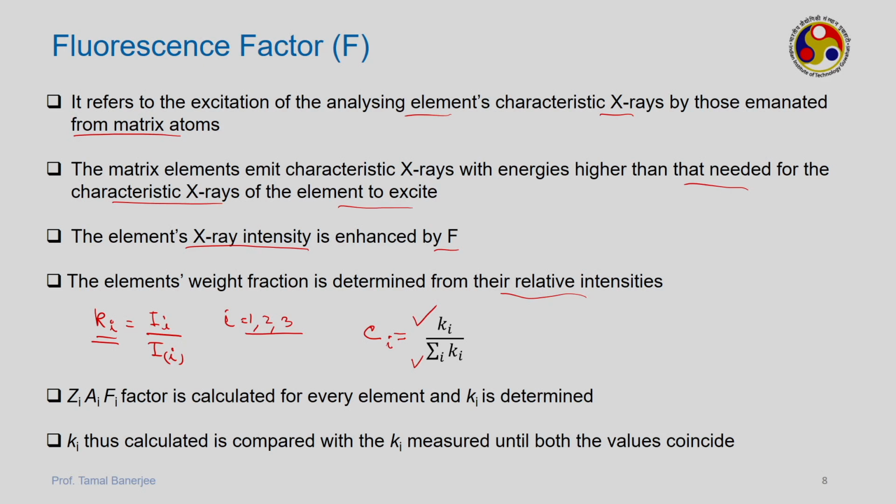This Ci is then what you do is you keep it at the first calculation. Then you compute Zi Fi. So, it means you will be having Z1 A1 F1 for element 1, Z2 A2 F2 for 2, Z3 A3 F3 for 3. So, again you compute this Ci from this expression.